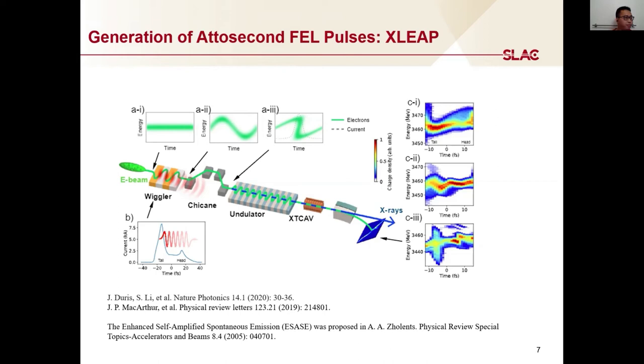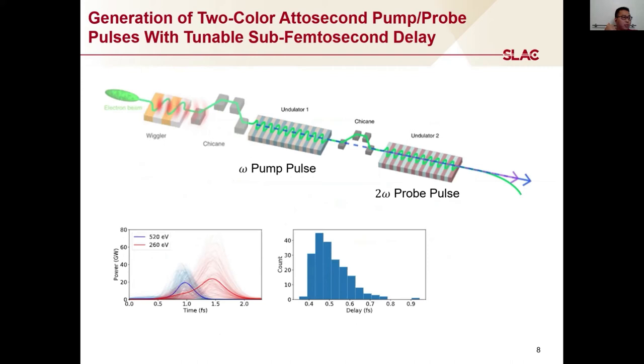ESASE can produce isolated attosecond X-ray pulses with tens of microjoules of pulse energy, increasing the available pulse energy at the soft X-ray domain by almost 6 orders of magnitude compared to HHG sources. Such high intensity is sufficient for attosecond pump, attosecond probe experiments. In our case, ESASE can be easily applied to generate pairs of pulses at different colors using the split undulator mode. Basically, we use it twice.